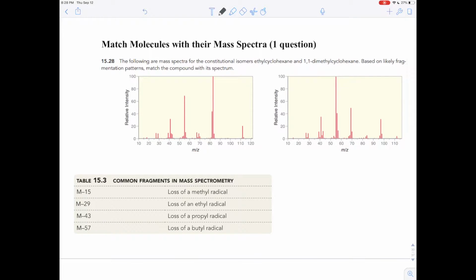Now, common branches that break off of molecules when they pass through that high energy beam of electrons that you're shooting at the sample, as we discussed in the video on the concept of mass spectrometry, are methyl groups. Common branches that are kicked off when a molecule gets hit with an electron are a methyl branch, an ethyl branch, so CH2, CH3, branching off of the molecule, and also even a propyl and a butyl branch.